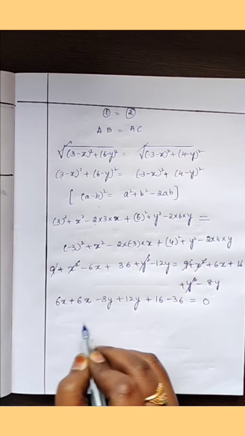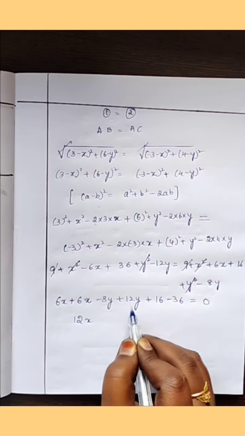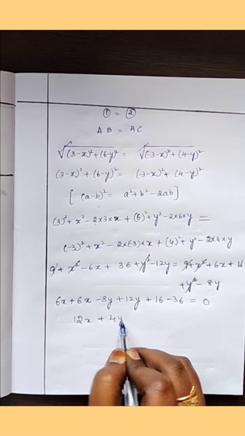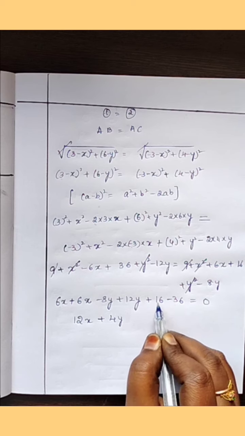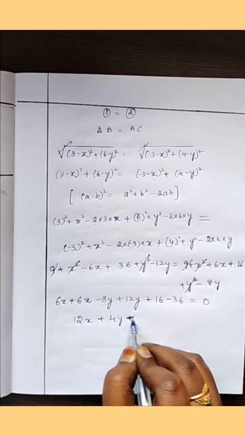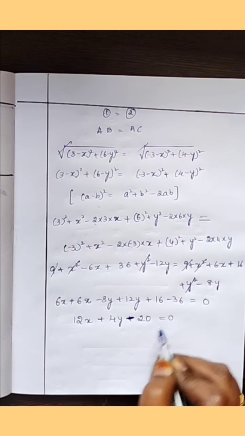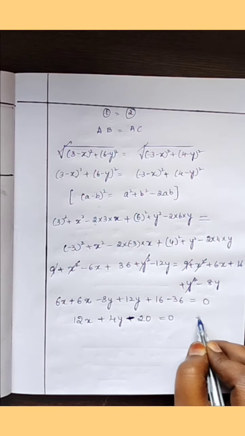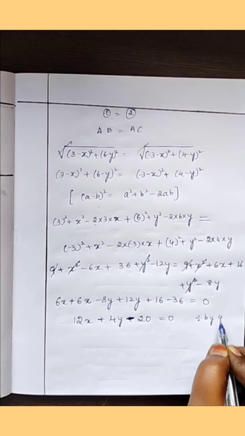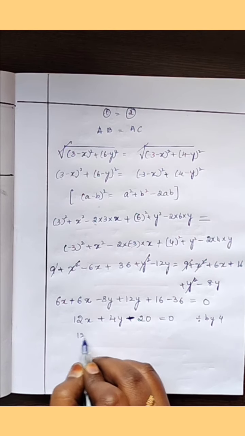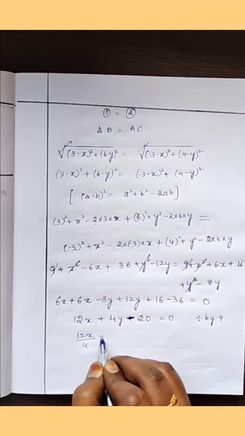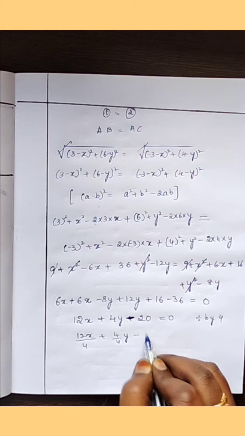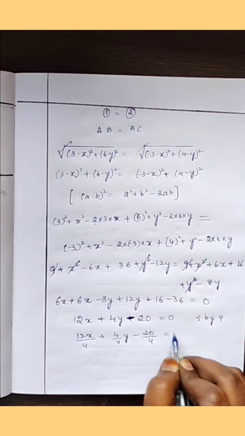Okay, 6x plus 6x, how much will you get? 12x. 12 minus 8, how much will you get? Plus 4y. 36 minus 36 plus 16, you will get minus 20, equal to 0. See here 12, 4 and 20, all these terms can be cancelled with the table of 4. So divide by 4. You have to divide this expression by 4: 12x divided by 4 plus 4y divided by 4 minus 20 divided by 4 equal to 0.